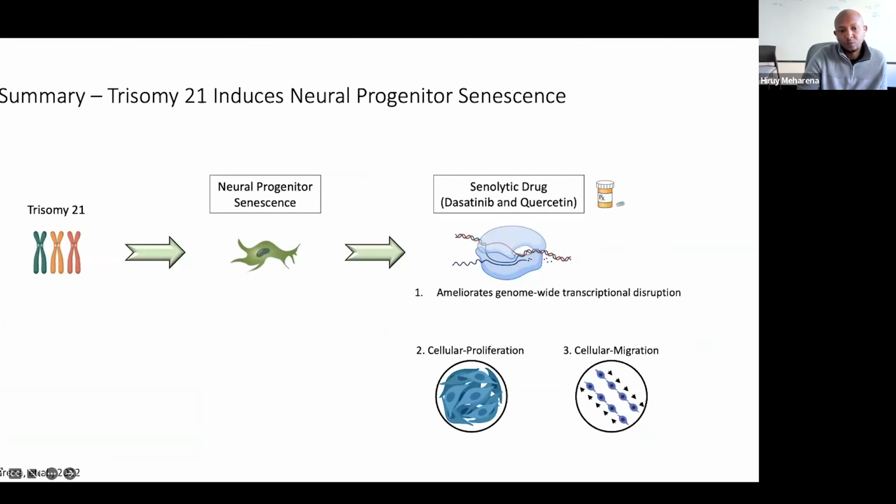So just to give you a summary of what I've talked about so far: we found that trisomy 21 uniquely induces neuroprogenitor senescence, and we're able to ameliorate some of these disruptions that are introduced by trisomy 21 utilizing the senolytic drug combination of dasatinib and quercetin.